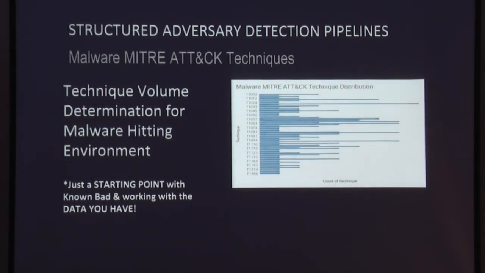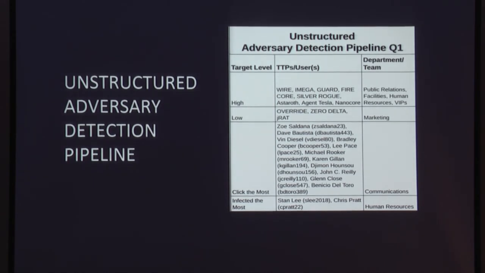And then this is just another way to look at it if you don't like colors or maps. There's this, and then the unstructured adversary detection pipeline. What I do is look at the threat activity groups, the areas they're attacking, and the people they're going after. And this gives me the people who click the most.